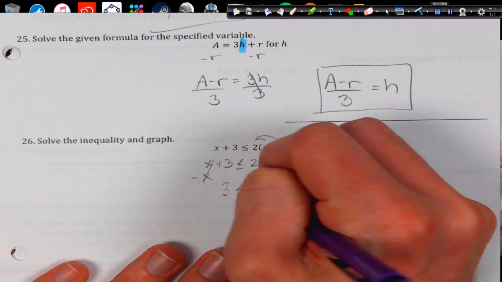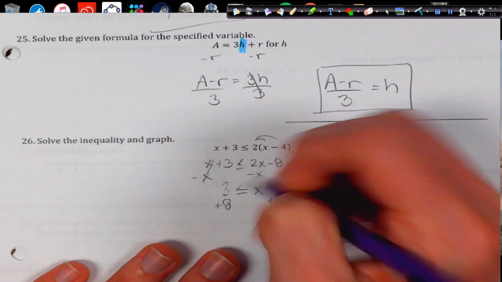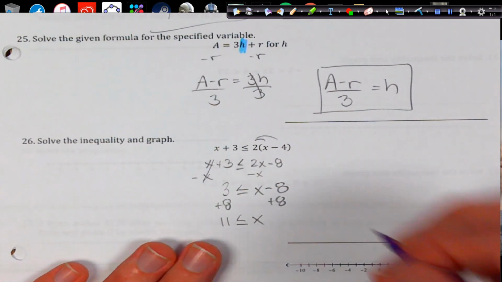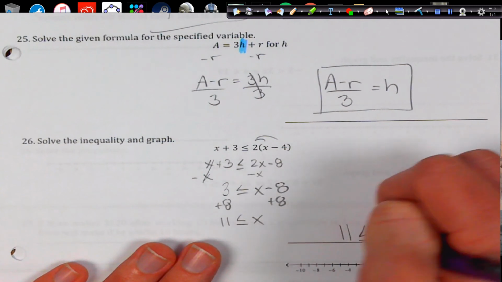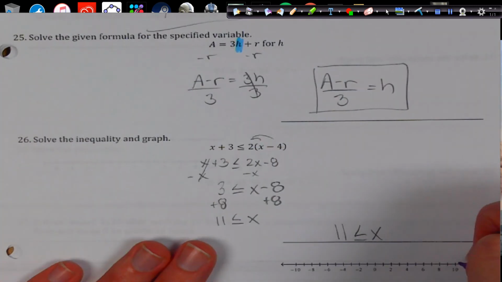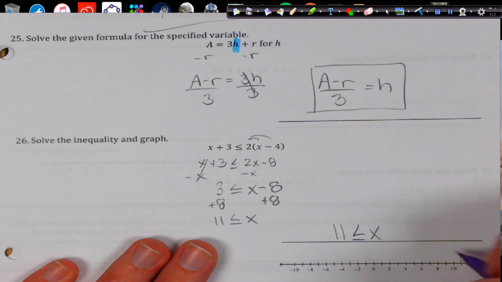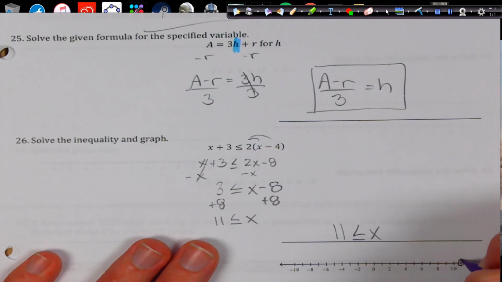Okay, add the 8 over, and we're going to get 11 less than x. Now, a lot of students graph this incorrectly. Now, 11, unfortunately, is pretty far off the page, off the grid here, but that's okay. Just add it right there. And it's positive, so we're going to put it on the positive side.